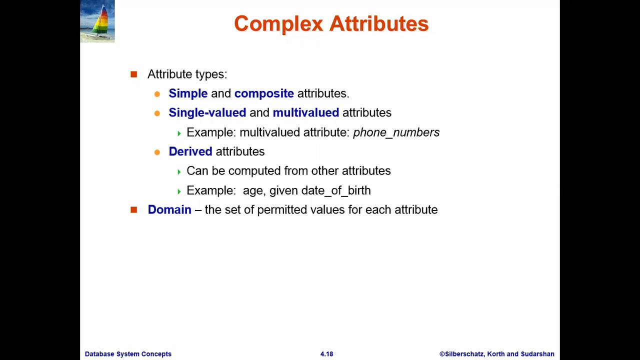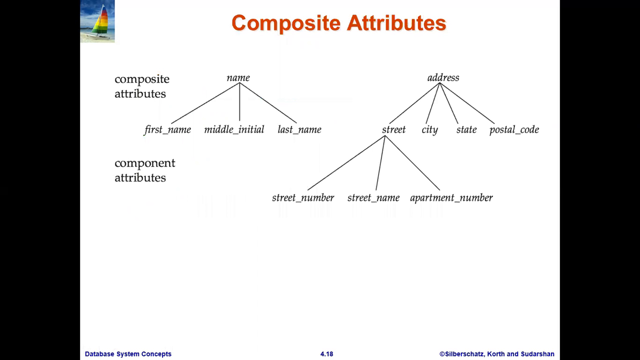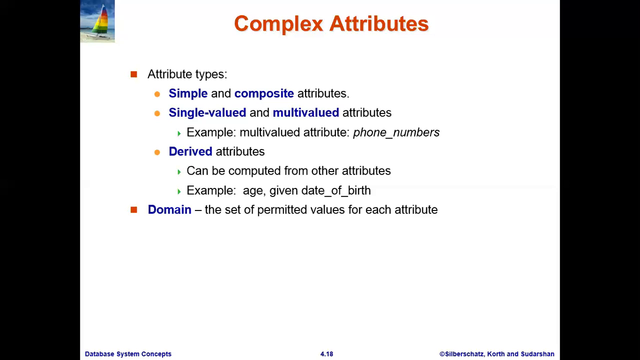Now we started with attribute types: simple attribute and composite attribute, single valued attribute, multi-valued attribute, and derived attribute. Simple attribute and composite attribute we have just seen. Now we'll see the single valued attributes and multi-valued attributes.